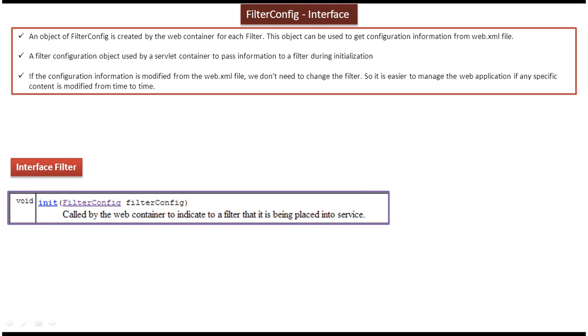This FilterConfig object will be used by the servlet container to pass information to a filter during initialization time. And how can we get the FilterConfig object? In the Filter interface there is a method called init. This will be called by the servlet container during initialization. At that time the servlet container will create the FilterConfig object and pass it to this method. So inside this method we can get this FilterConfig object.